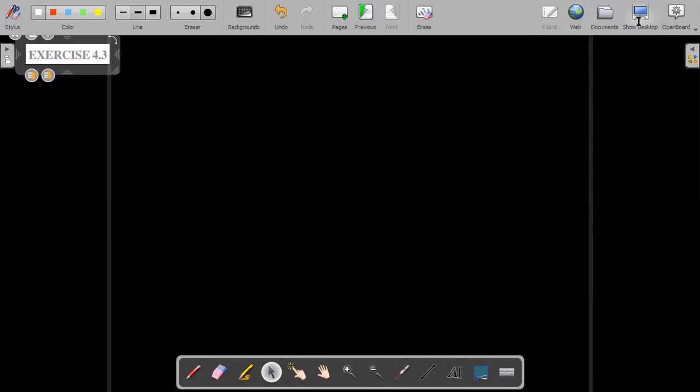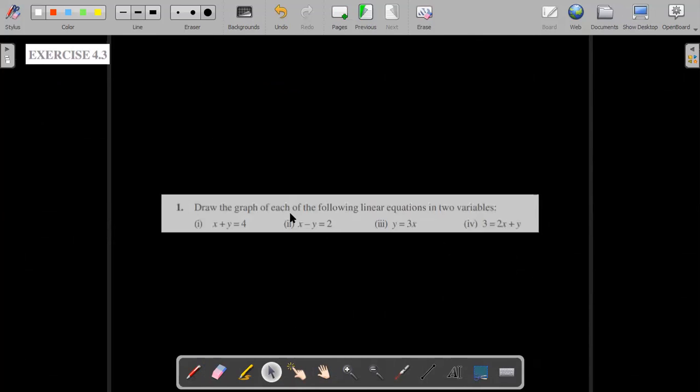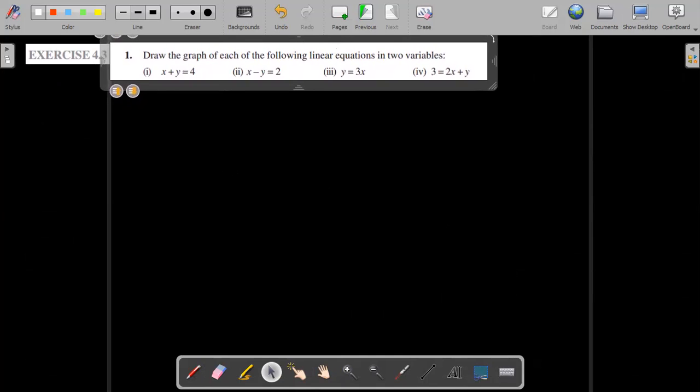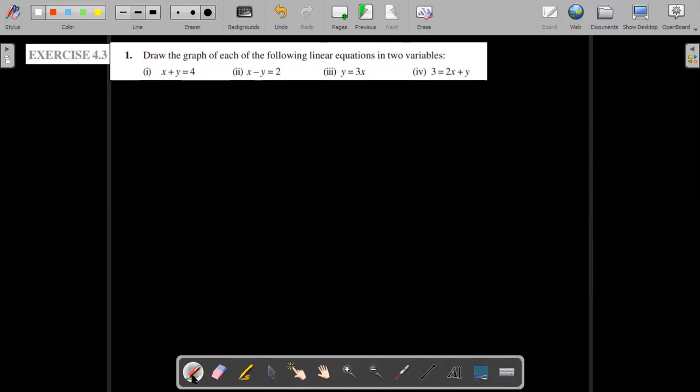Exercise 4.3. Question number 1 is, we have 4 parts in question number 1. You can see now. Draw the graph of each of the following. So we will take some where you will get whole numbers. So you have very easy types of equations. So we can take, okay, the second one. First, we will take the second equation.